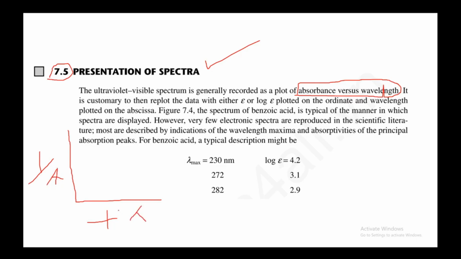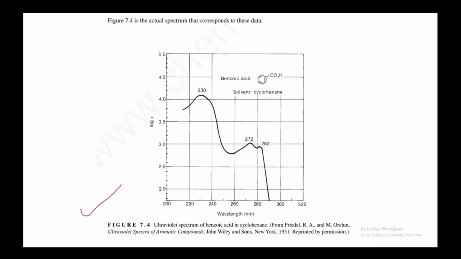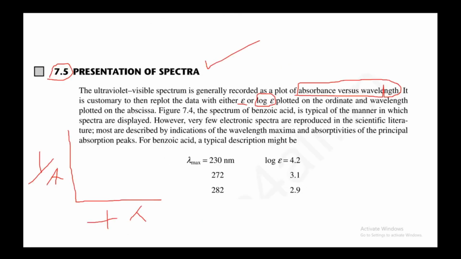It is customary to then replot the data with either molar absorptivity or log molar absorptivity plotted on the ordinate, and wavelength plotted on the abscissa. Figure 7.4, the spectrum of benzoic acid, is typical of the manner in which spectra are displayed. That is how we interpret them and write the spectrum. So at the x-axis we have wavelength in nanometers, and at the y-axis we have molar absorptivity.